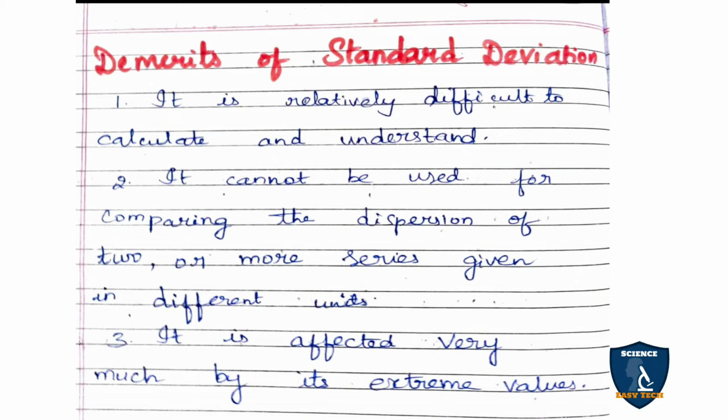In such cases, the standard deviation that you are going to calculate is going to be affected by these extreme values. Suppose the given data is 2, 3, 4, 5, 7, 9, so there is not much difference or deviation in this because the difference between the highest and lowest values is very less. So it is affected very much by its extreme values. So these are the demerits of standard deviation.